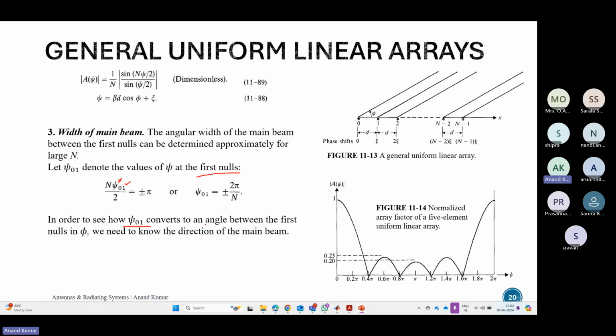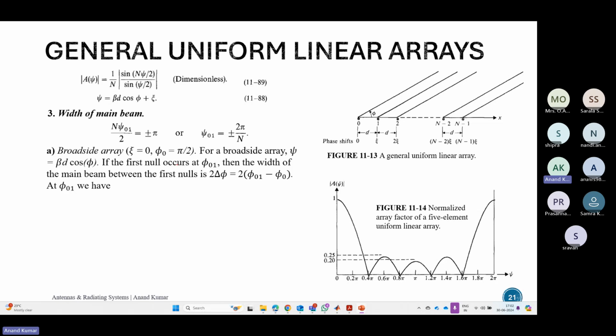In order to see how this psi converts to an angle between the first nulls, we need to know the direction of the main beam. So again we get back to the problem of broadside or end fire. If we take the broadside array, we have the psi value and the phi value. So we'll substitute that in for xi, and the beam width is between the first nulls, which will be 2 delta phi, where phi naught is the main beam.